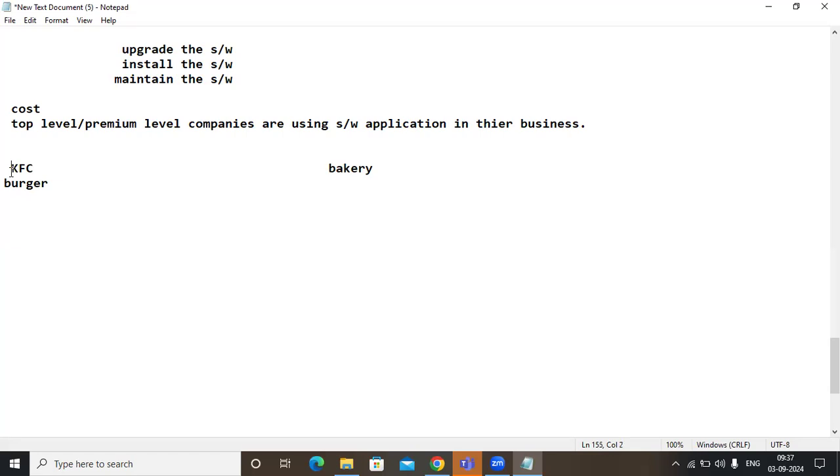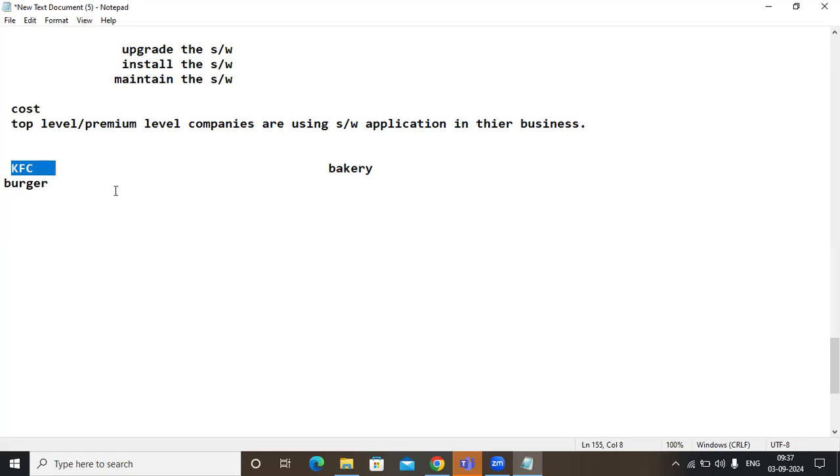Tell me, if you go to the KFC or McDonald's or Papa John's or Domino's or any other restaurant, there you can see the computer systems, they're having their own software to run the application, right? To run the business.